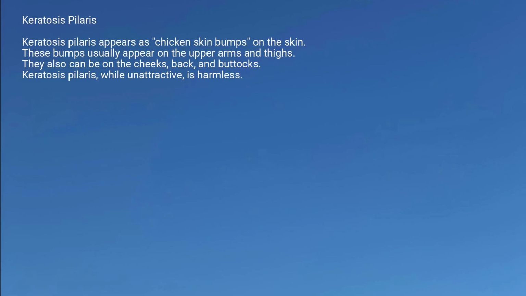Keratosis pilaris. Keratosis pilaris appears as chicken skin bumps on the skin. These bumps usually appear on the upper arms and thighs. They also can be on the cheeks, back, and buttocks. Keratosis pilaris, while unattractive, is harmless.